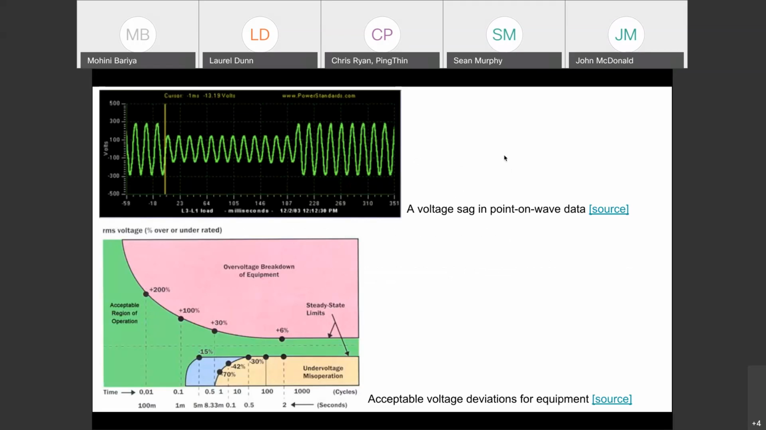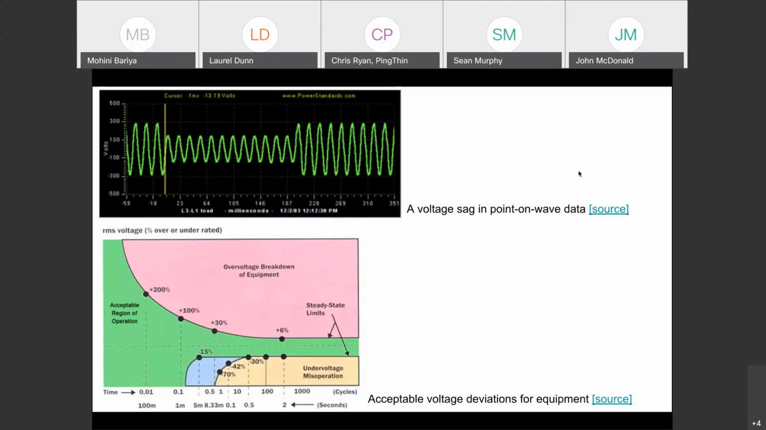So here are 2 pictures that relate to the what and the why. The first picture in the top relates to the what, and it shows us a voltage sag. And this voltage sag is captured in point-on-wave data. So that's measurements of the time domain voltage signal. And we can see that the voltage sag appears basically as this reduction in the amplitude of the sinusoid.